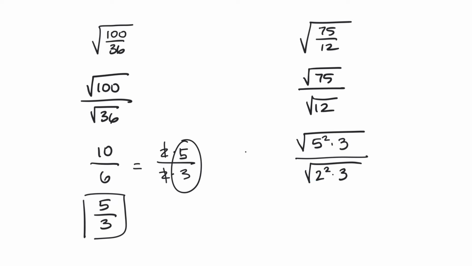This one is not a perfect square, and neither is this. So these are both going to stay inside the radical. So what we end up with is the square root of 5 squared, which is 5, and then we have that 3 left over on the inside. Okay, so that's the numerator.